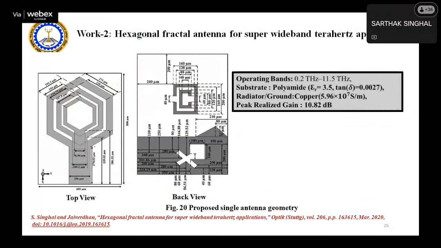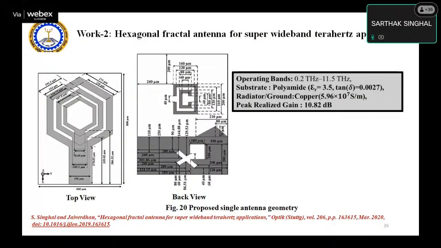In another work, a hexagonal fractal antenna was designed for super wideband terahertz application, and in this case, a substrate called polyimide was used. So it covered almost the entire terahertz band, that is from 0.2 to 11.5 terahertz.